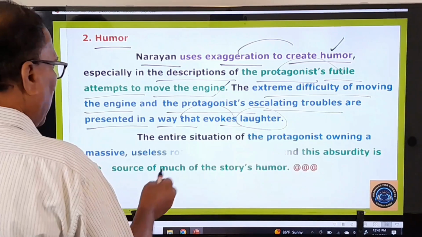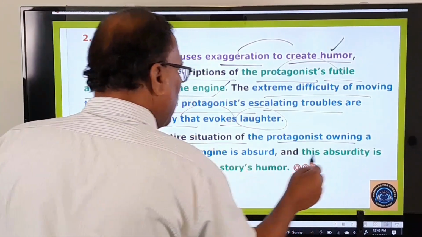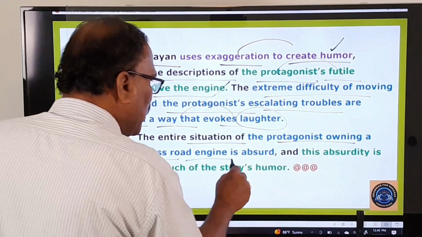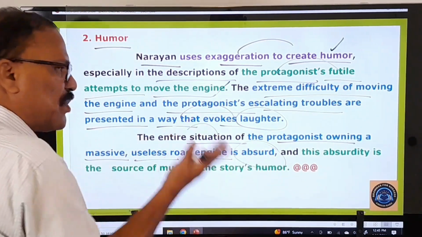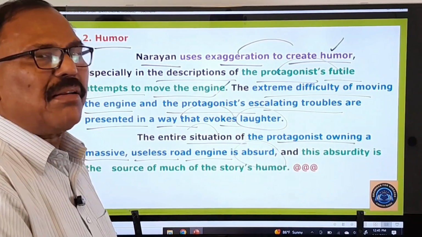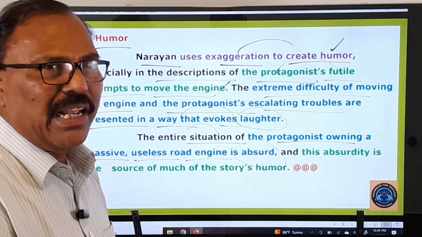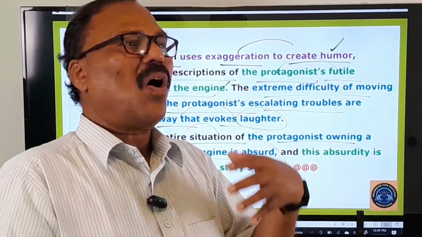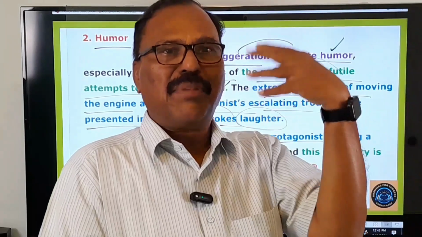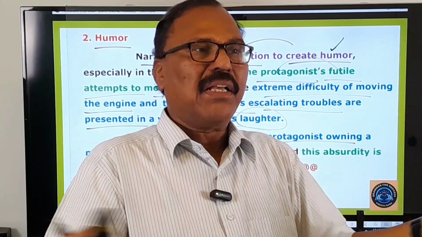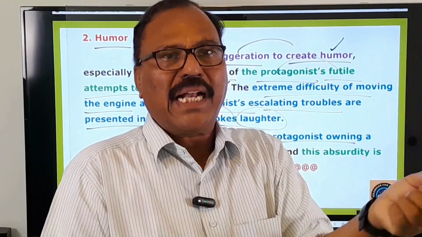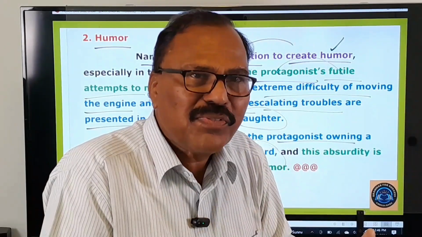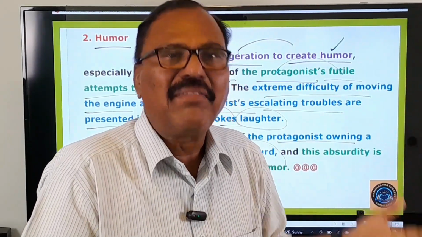Okay, and here the entire situation, the protagonist owning a massive, useless road engine, is absurd. So the entire situation itself is an absurd thing. Okay, it's a humorous thing, because in the lottery generally a car is given, or a bike is given, or some necklace is given, some bicycle is given. So some small things are given in a lottery, but giving a road engine in a lottery itself is very absurd, and it is really very humorous.